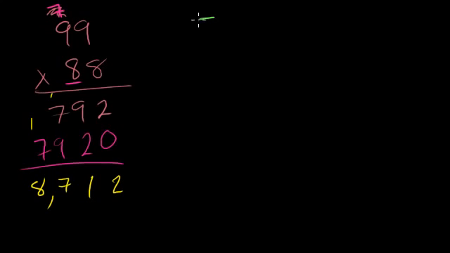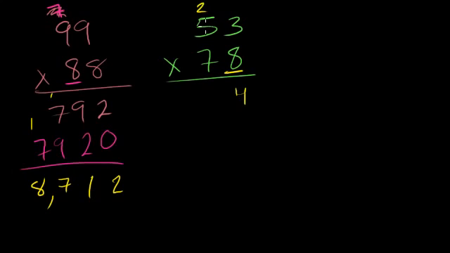All right, 53 times 78. I think you're getting the hang of it now. Let's multiply 8 times 53 first. So 8 times 3 is 24. Stick the 2 up there. 8 times 5 is 40. 40 plus 2 is 42.